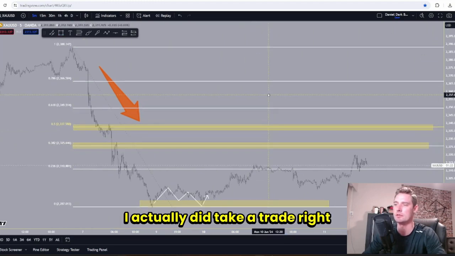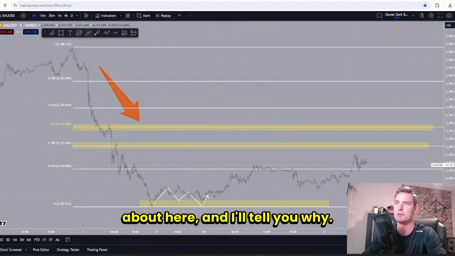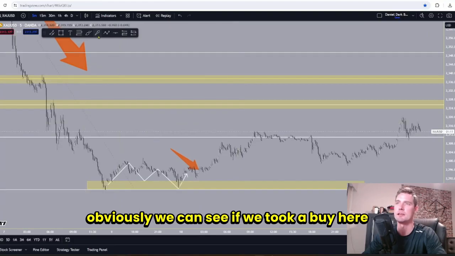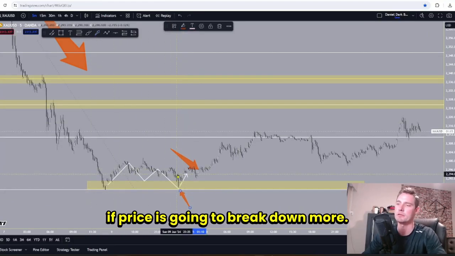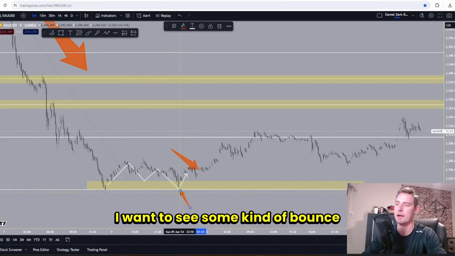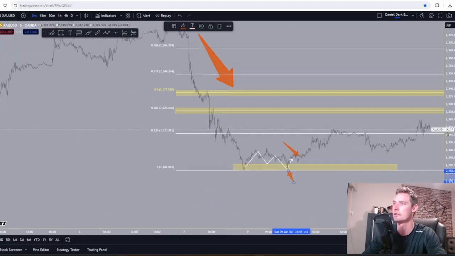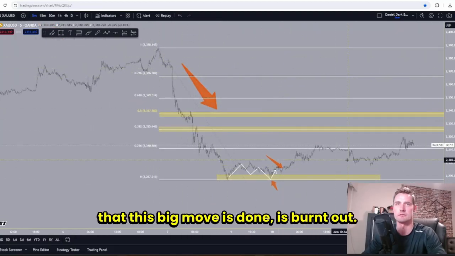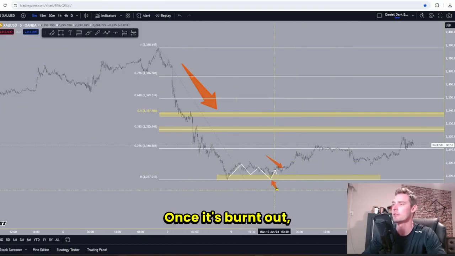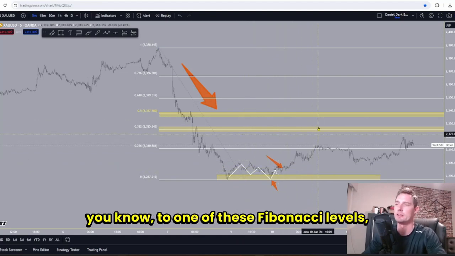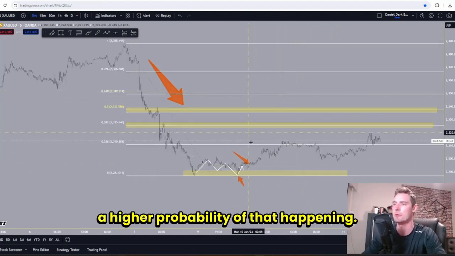So I actually did take a trade right about here, and I'll tell you why. Now, if we zoom in a little bit, we can see that if we took a buy here, that's a sniper entry. But I don't know if price is going to break down more. I want to see some kind of bounce and consolidation because I want to determine that this big move is done, is burnt out, right? Once it's burnt out, we can see lots of consolidation, and generally it will retrace back to one of these Fibonacci levels, a higher probability of that happening.